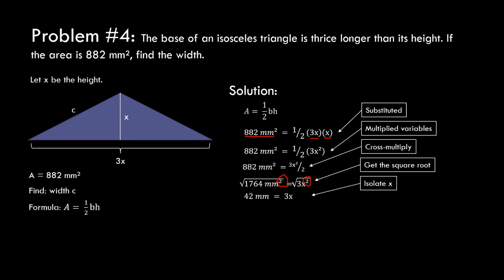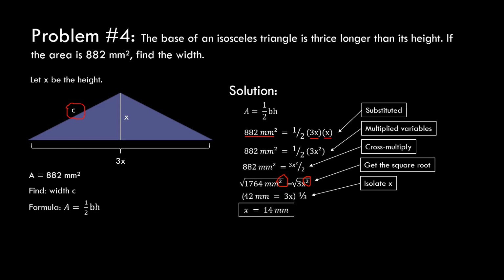After that, we are going to isolate x. Finally, to isolate x, we are going to multiply both sides by 1/3. That leaves us with 14 millimeters. Now, we have the value of x, which means we can also find the value of the base. So how to get the value of the width, which is c?